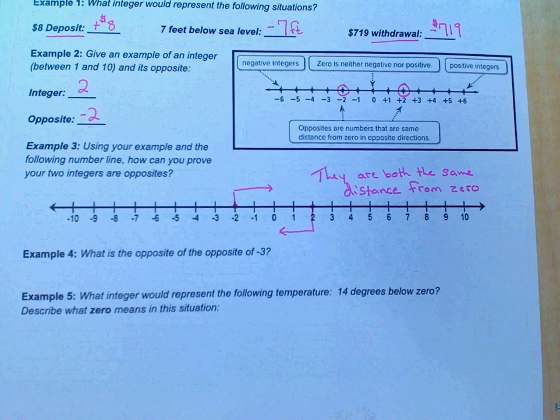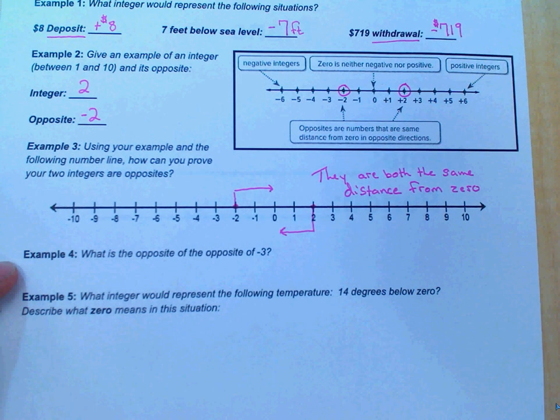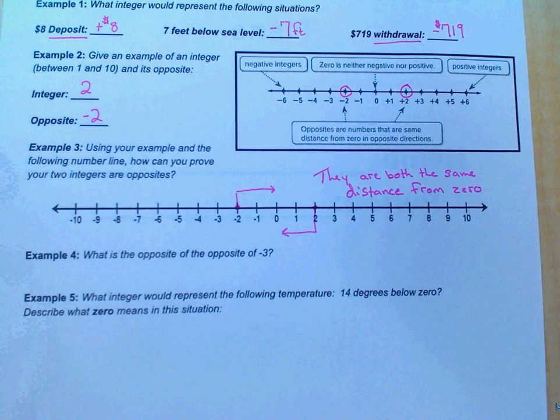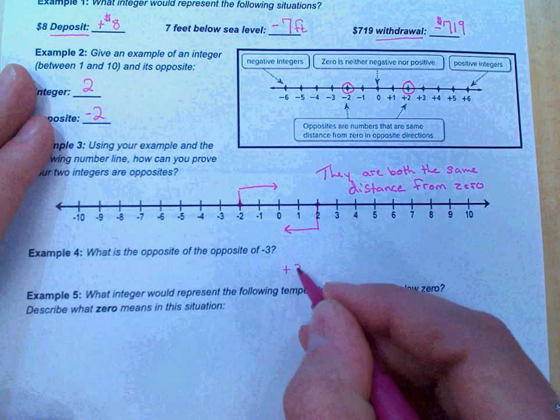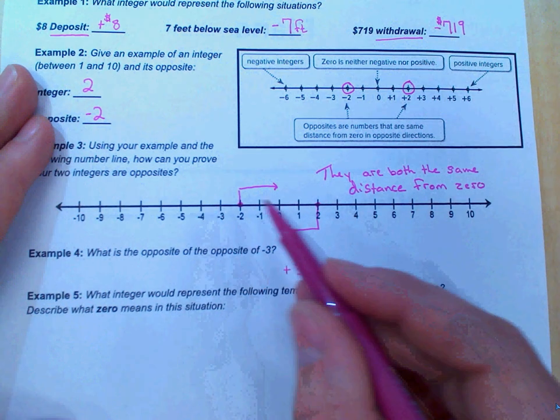What I want you to look at here is what is the opposite of negative 3. Pause the video right now. Tell me what the opposite of negative 3 is. That's correct. The opposite of negative 3 is a positive 3 because they are both the same distance away from 0.